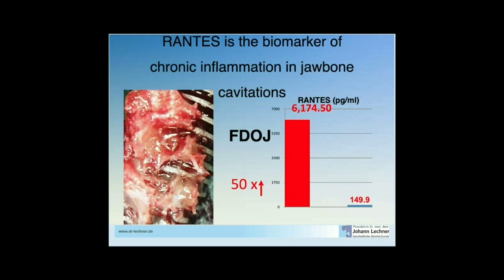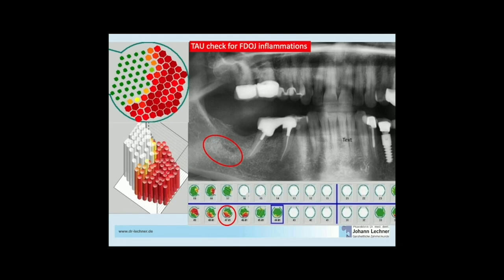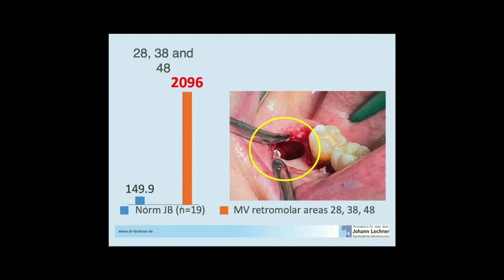Now, let's go to the right lower jawbone of this patient, and here you see the retromolar area. Again, here it's red. This is the magnification. So we presume also here is a high RANTES inflammation. And when we clean up all these retromolar areas in this patient, we get a medium level of 2,069 picograms RANTES instead of 949.